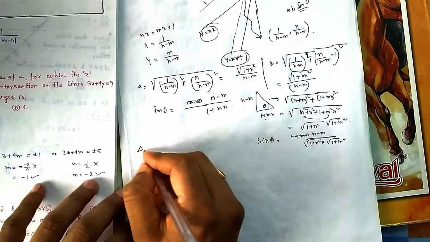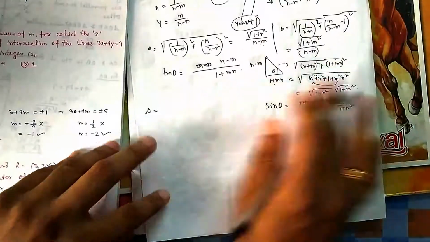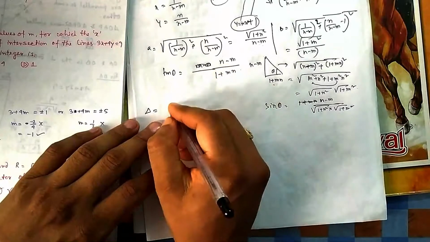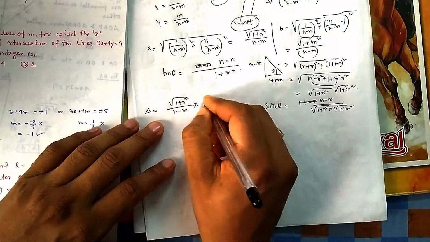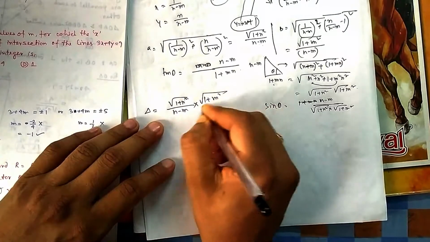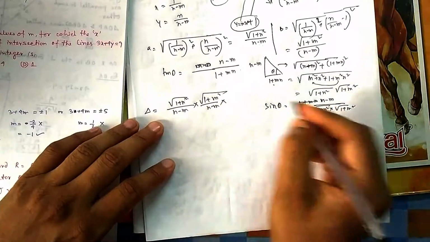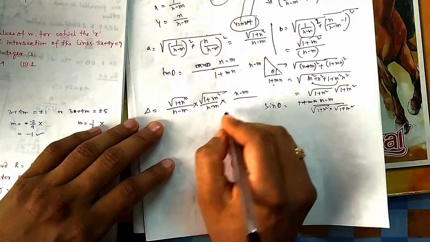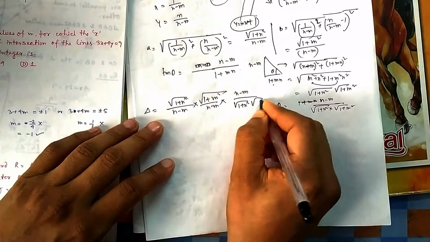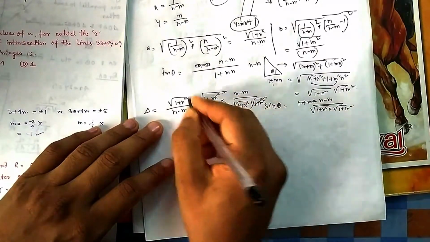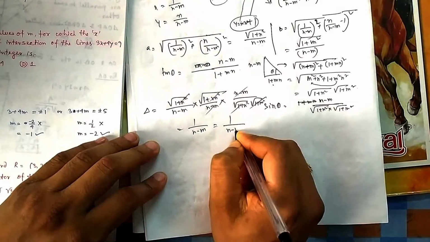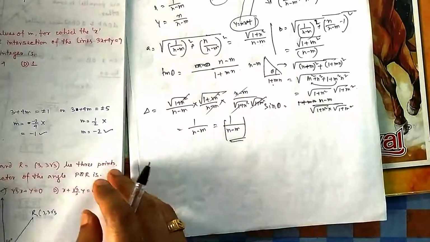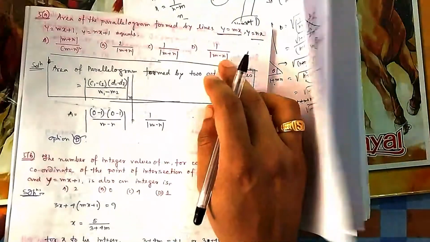So put all these things in the area. What was your area? Delta was A times B times sin theta. What is A? A is under root 1 plus n square by n minus m. What is B? Under root 1 plus m square by n minus m. What is sin theta? n minus m divided by under root 1 plus n square, under root 1 plus m square. So you can say this cancels, and ultimately it is 1 by n minus m. You don't know which one is greater, so you put a mod. So that is your option D, either n minus m or m minus n, you put a mod.